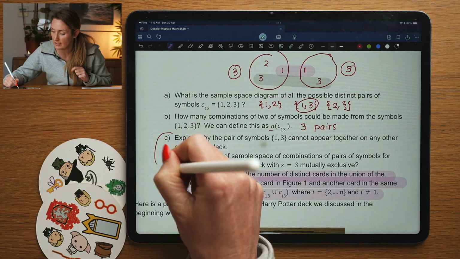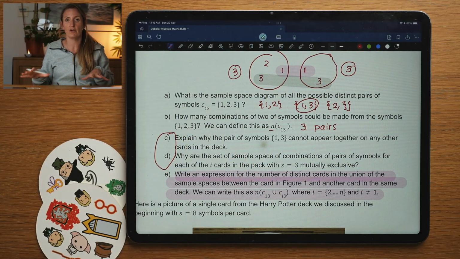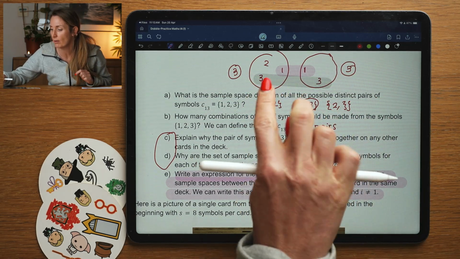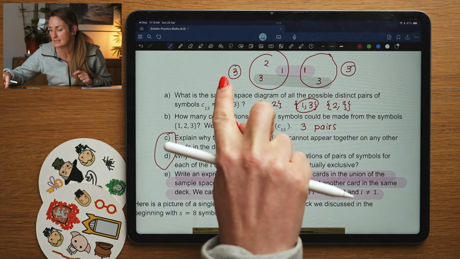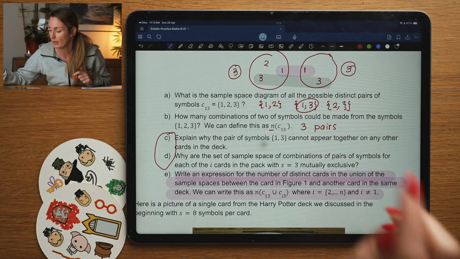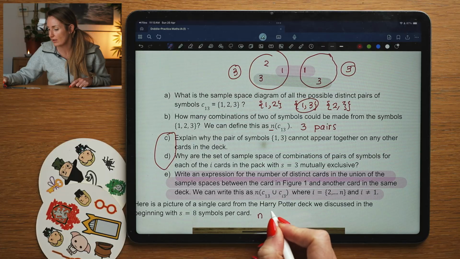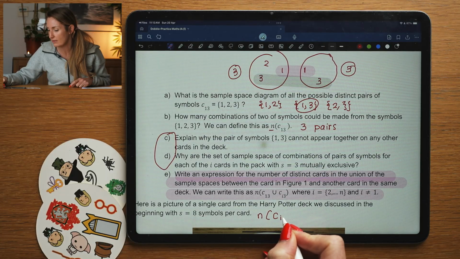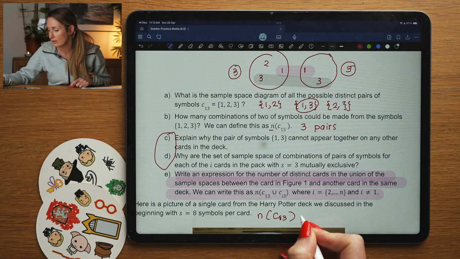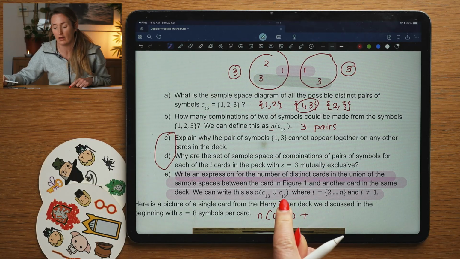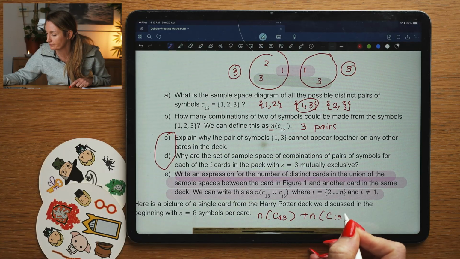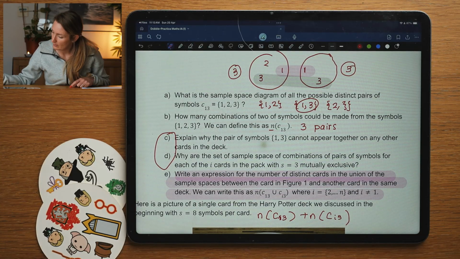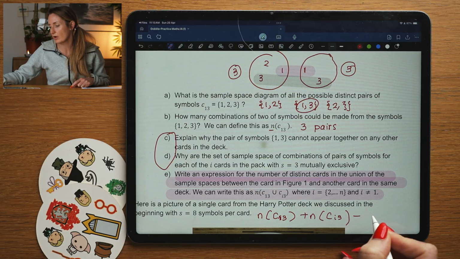And as we've discussed in C and D, they would have no common pairs, which means the number of pairs in total between the first and second card would just be 6, or 3 add 3. So in this case, if I compare the number of pairs in the first card with any other card in the deck, I can just add them together. And you would have to subtract 0.